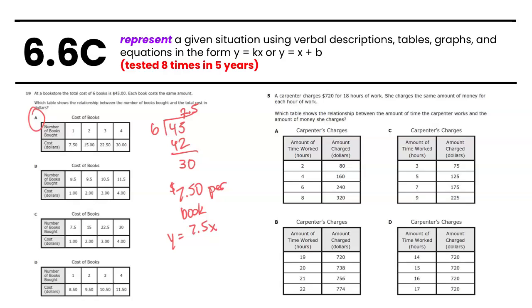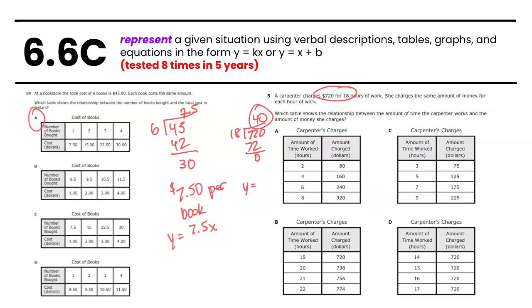Again, having students transfer between those different representations, the table, the graph, the equation, the verbal description, etc., is very important. As we look at number 5, again, this is a verbal description where students are first going to have to find that unit rate. And so dividing 18 into 720, 18 goes into 72 4 times evenly, and then 18 will go into 0 times.